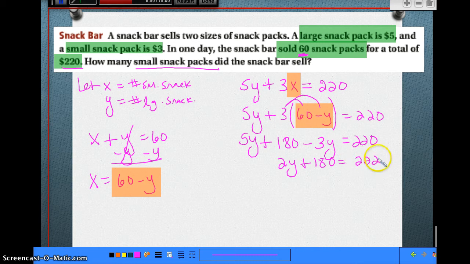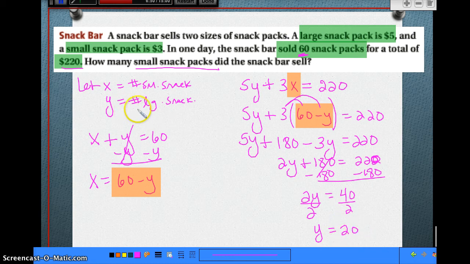We have to solve for y. So subtract 180 from both sides. These guys cancel. We're left with 2y is equal to 220 minus 180, which is 40. Dividing both sides by 2, I'm left with y is equal to 20.